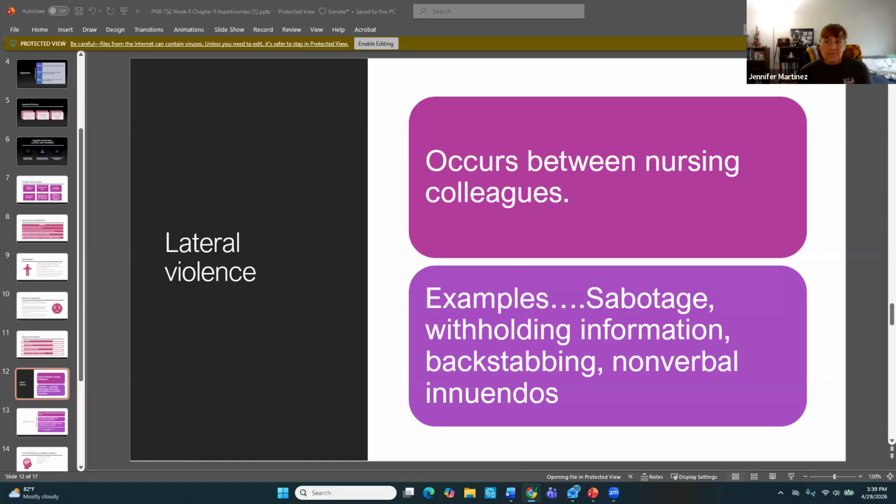So this could be things like sabotaging, withholding information, backstabbing, right? You get your change of shift report, and they don't tell you that your patient's a huge fall risk, or that the patient has certain things that need to be done. So it is something that occurs. Again, I put this right there with bullying. It is never a good and safe situation. Again, this is going to lead to poor job satisfaction. Nobody wants to go to work if they're being bullied consistently.